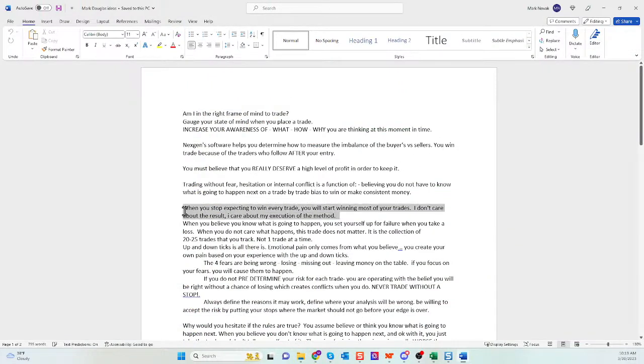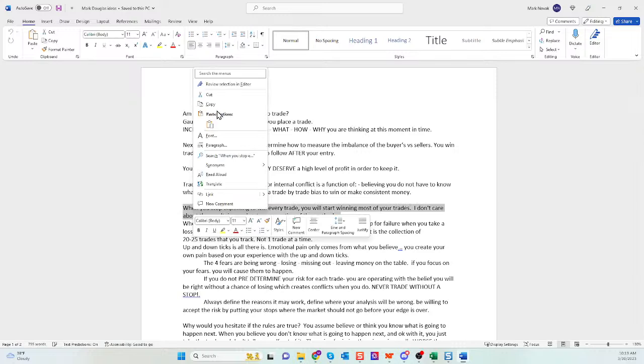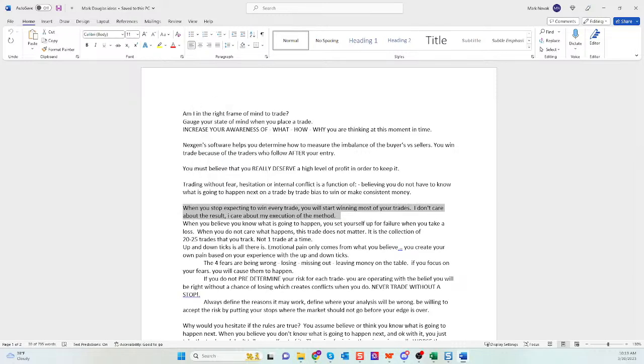And I want you guys all to reflect on this. When you stop expecting to win every trade, because you're not going to win every trade, guys, just go ahead and get that in your brain. You're not going to win every trade. When you stop caring about the result and you start caring about the execution, that's when you're on your way.